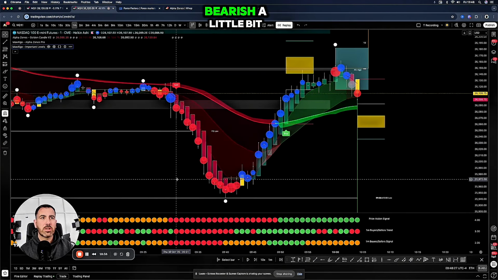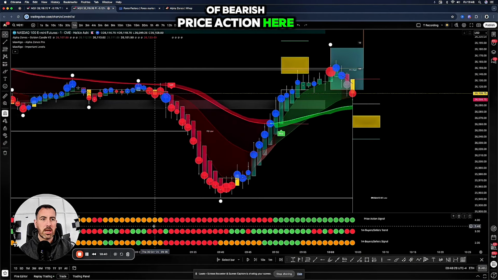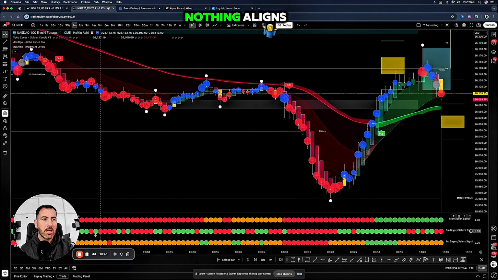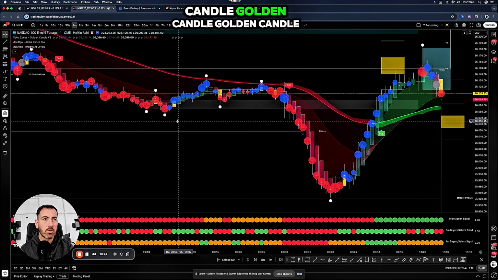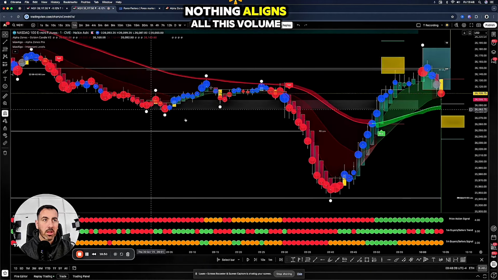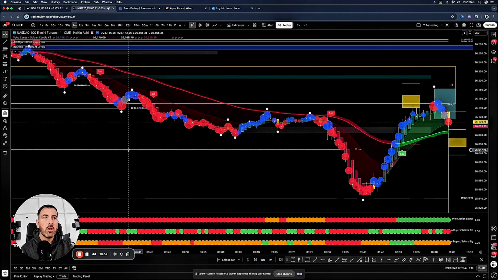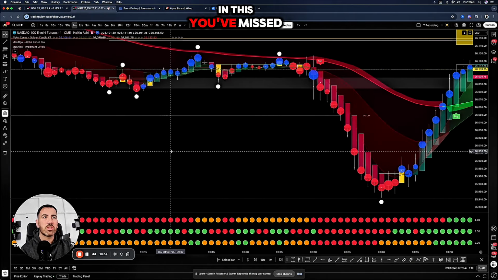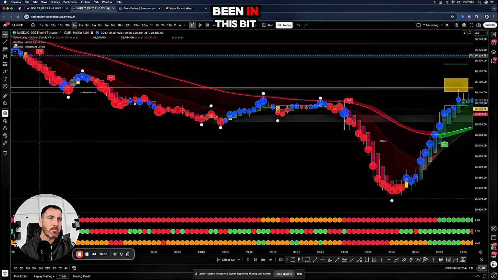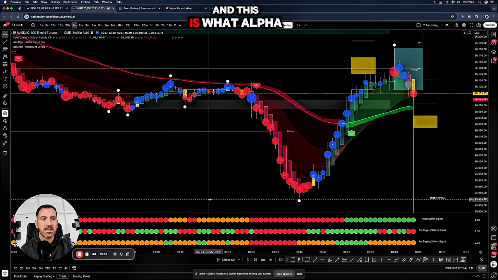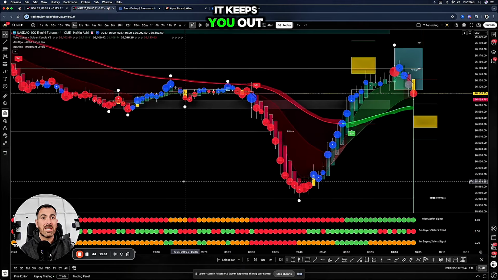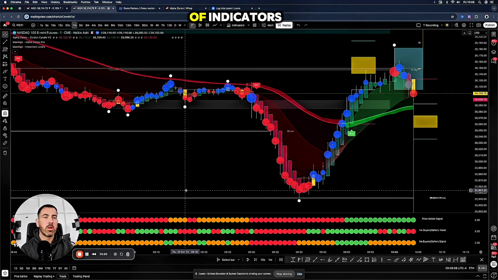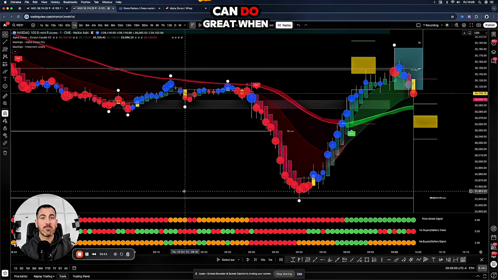Now we've got a little bit of bearish price action here, and you see it's all this meandering. It's just such a great example. All here, nothing aligns. You've got golden candle, golden candle, golden candle. Nothing aligns. All this volume, but it's come all the way down here, and then right at the bottom, you don't want to be in this. You've missed the move. If you haven't been in this bit, you don't want to be in this bit. And this is what AlphaZones does. It keeps you out of these particular parts of price action. So with a lot of indicators, you'll see that lots of them can do great when it's trending.